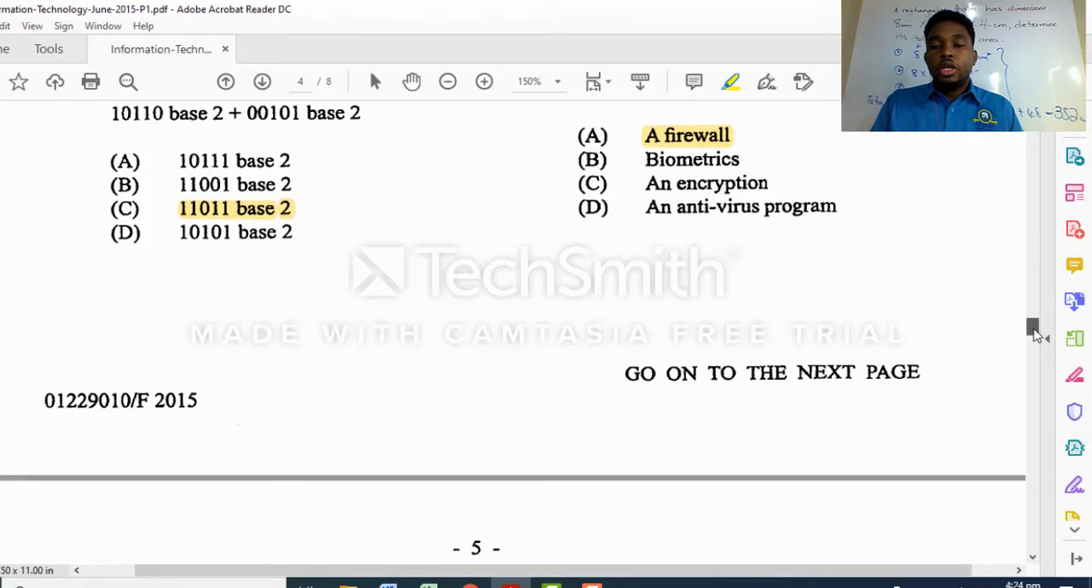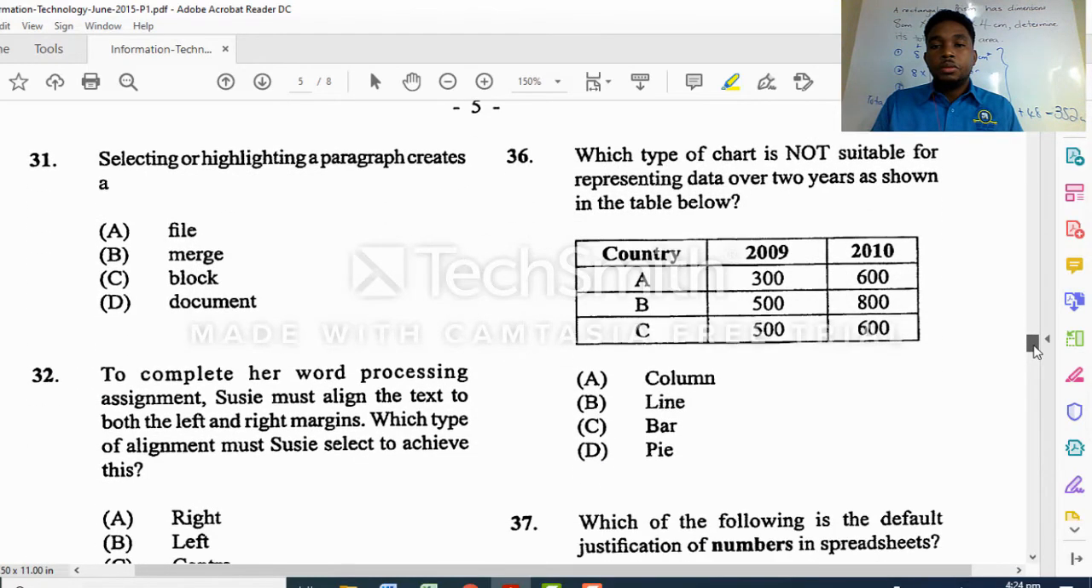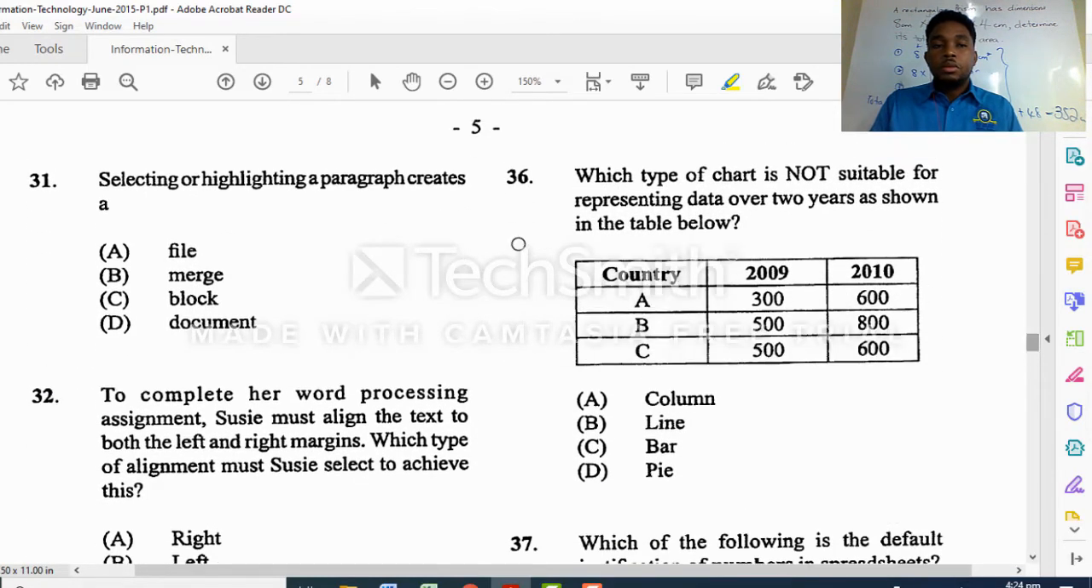So moving down to the next page, it says selecting or highlighting a paragraph creates a what? So when you select or highlight a paragraph, it is going to create what we call a block. Just like what I'm doing here, it creates a block. So block would be your answer here.